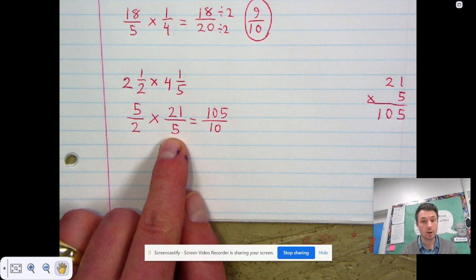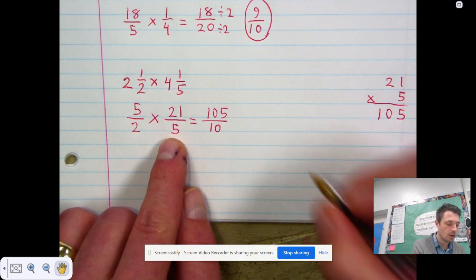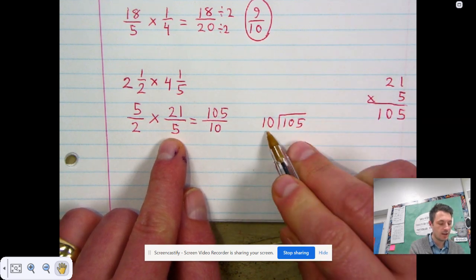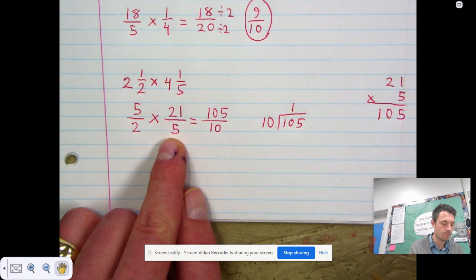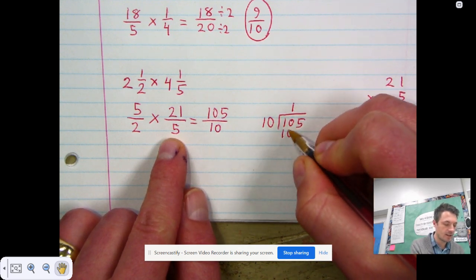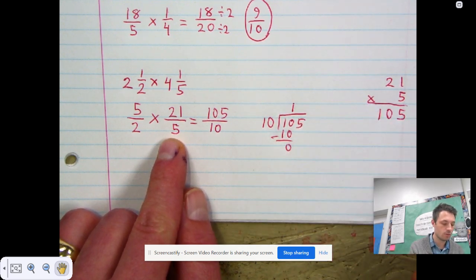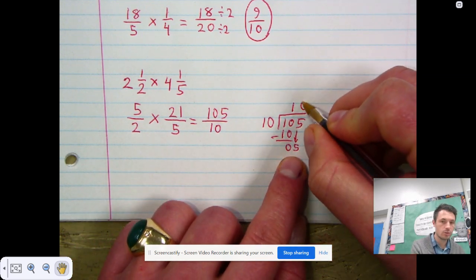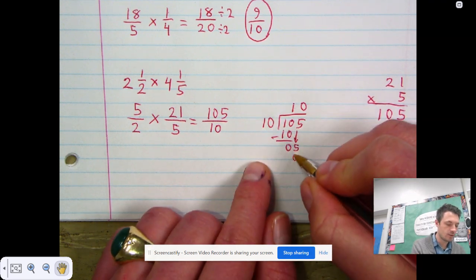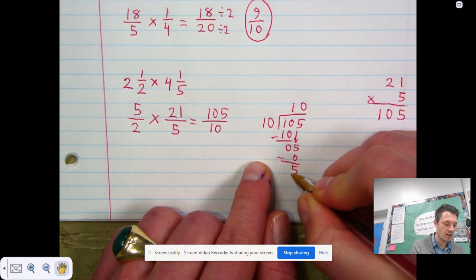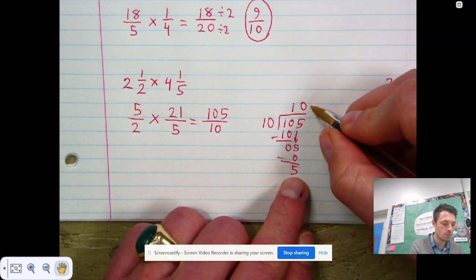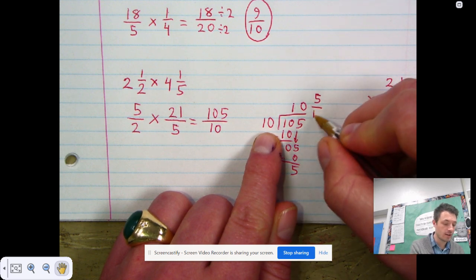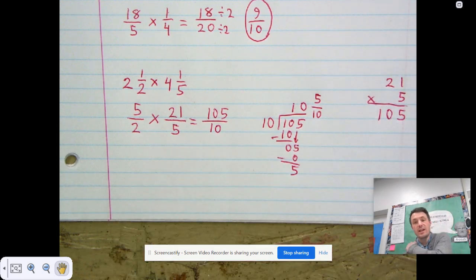Now, we definitely have an improper fraction here. Its head is way too big. So we have to divide the denominator into the numerator. 10 can fit into 10 one time. 1 times 10 is 10. 10 minus 10 is 0. We bring down the 5. 10 can fit into 5 0 times. 0 times 10 is 0. 5 minus 0 is 5. That's our new numerator, 5. And the denominator is our divisor. So we have 10 5/10.